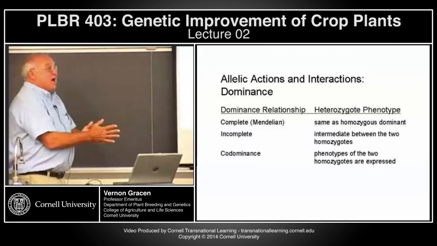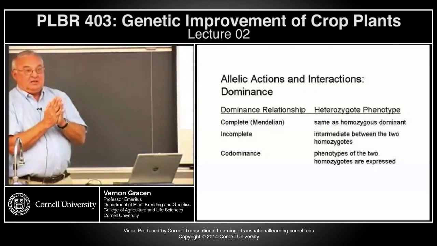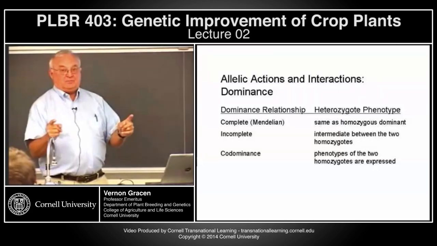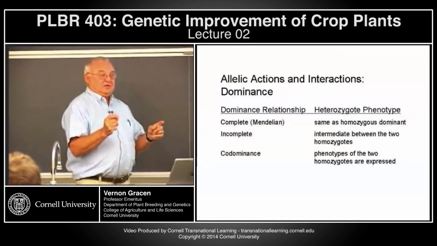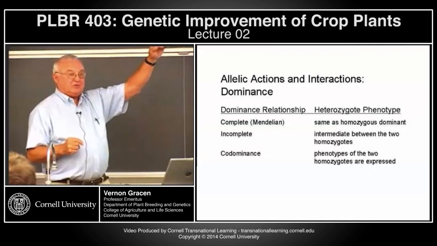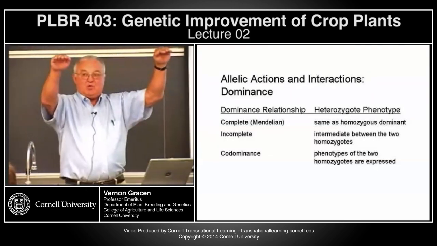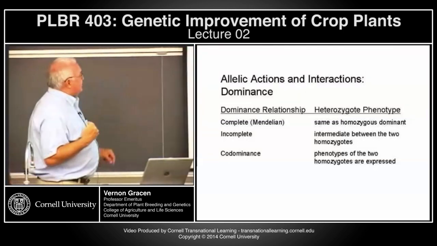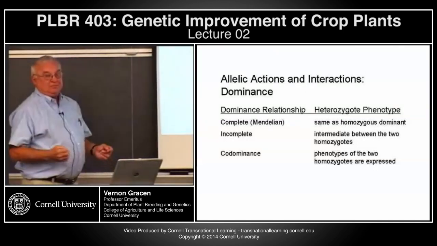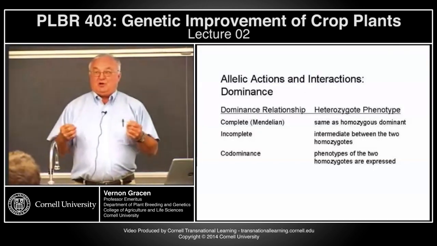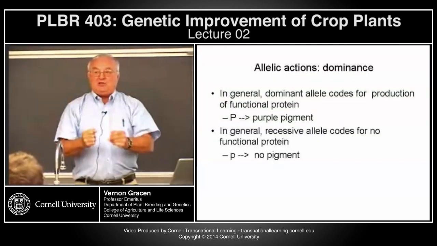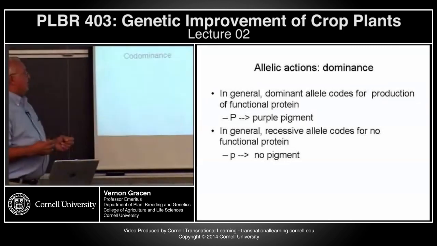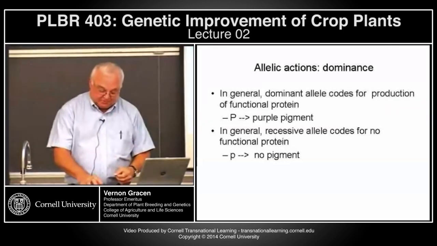So when we talk about dominance, Mendel was lucky. All of the traits he studied expressed complete dominance. One parent was purple flowered, the other white flowered. The F1 plants were all purple flowered. You can have cases of incomplete dominance, where the F1 individual looks like something in between the two parents, or, more complex, you can have patterns of codominance.